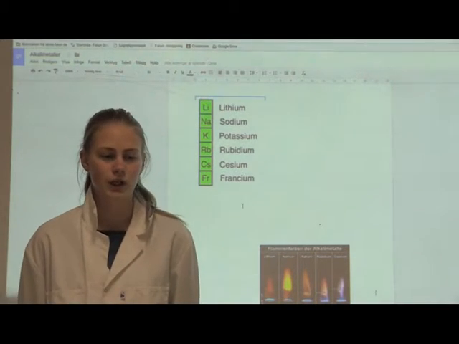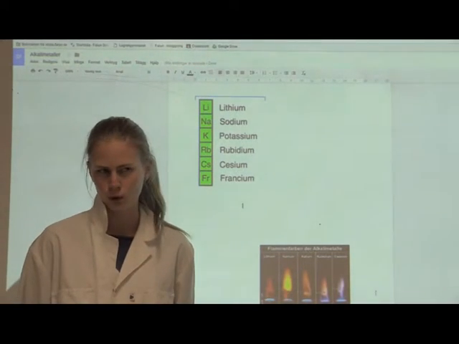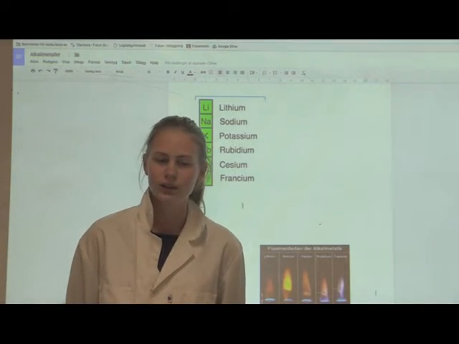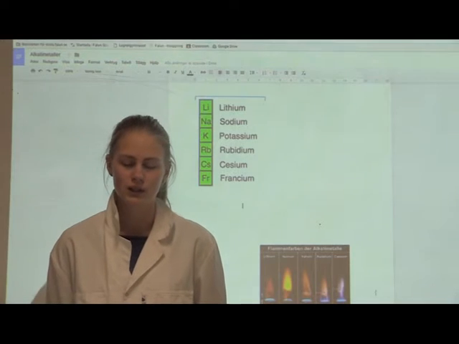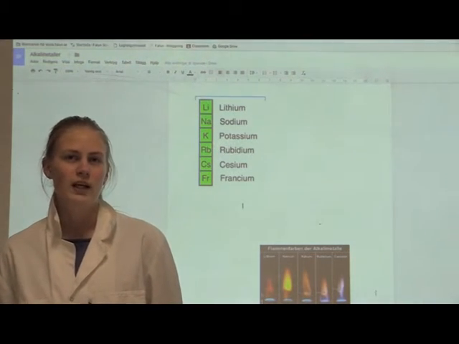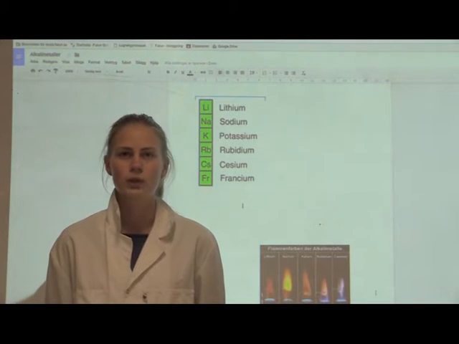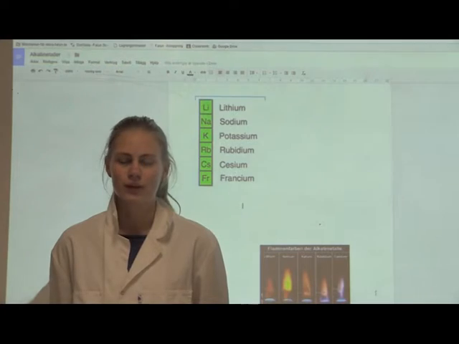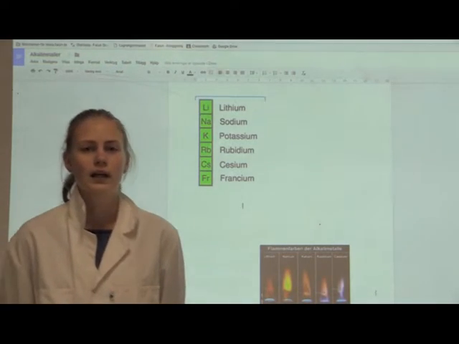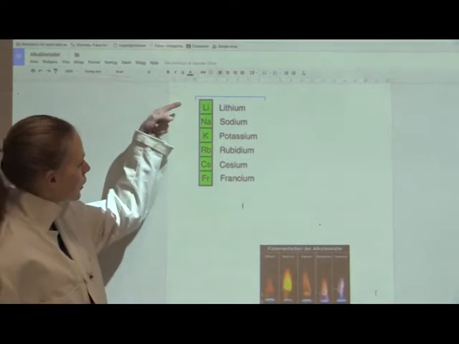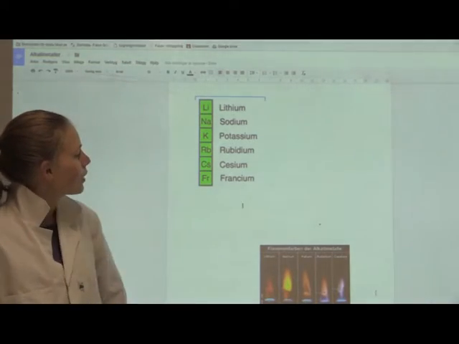Alkali metals are in group 1, or that's actually not entirely true. Hydrogen is also in group 1, but it's not an alkali metal. The ones we are going to focus on today are lithium, sodium, potassium, rubidium, caesium, and francium. They all have 1 or 2 letters that abbreviate the whole word, as you can see here.